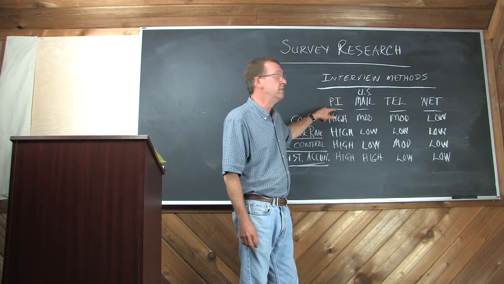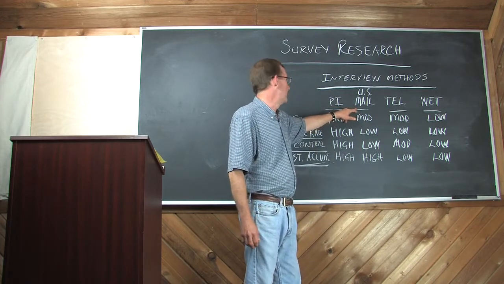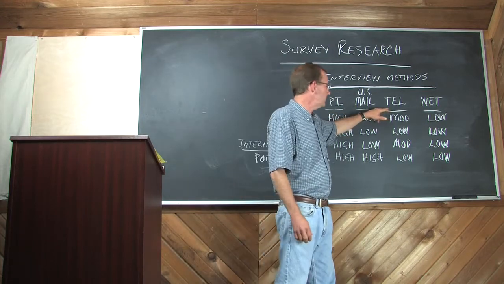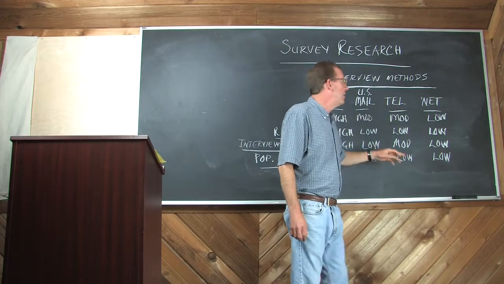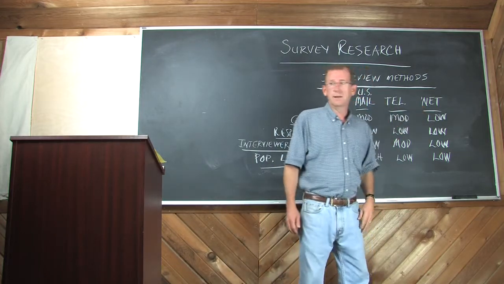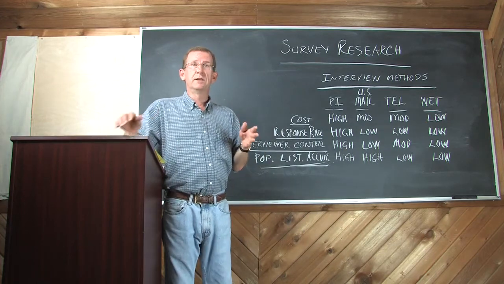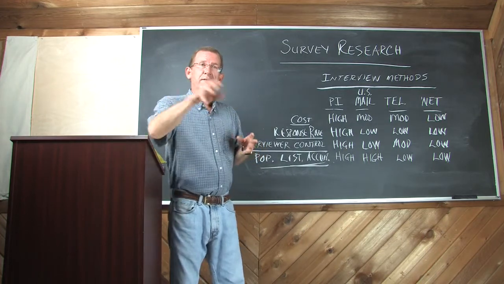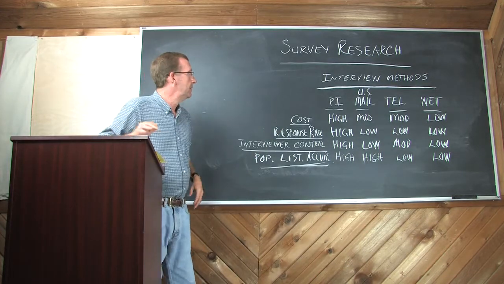PI stands for personal interviewing. Mail is the old trusty United States Postal Service, mail surveys, physical, not email. TL is for telephone survey, and this is net: Internet surveys can take a variety of forms. They can arrive via email and take you to a different link.